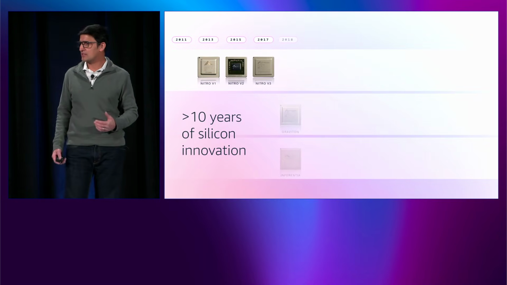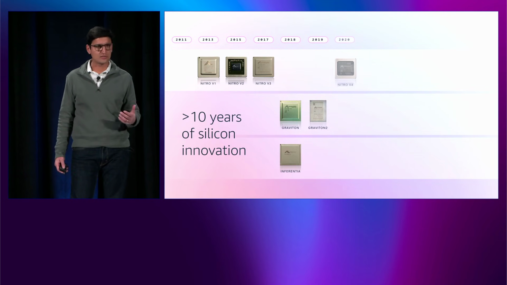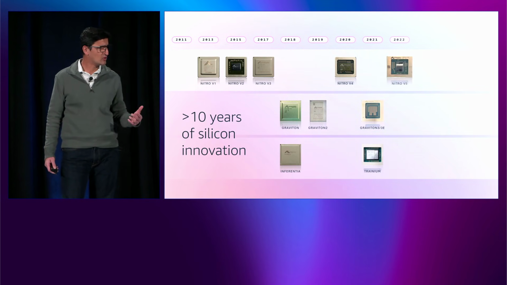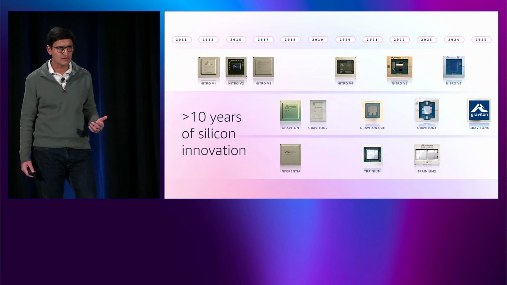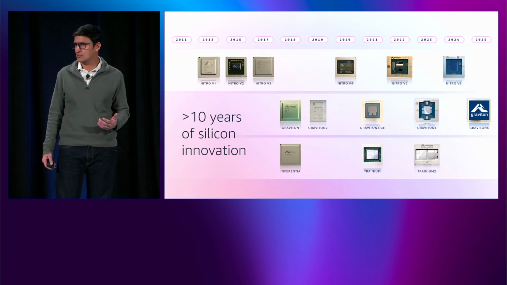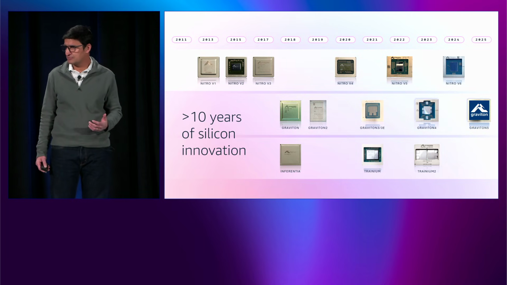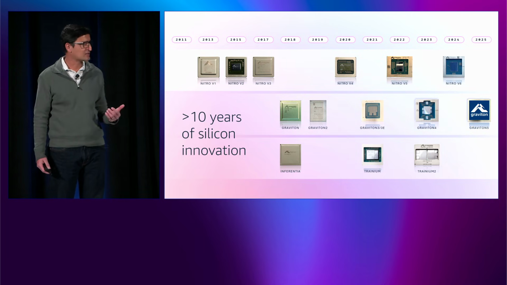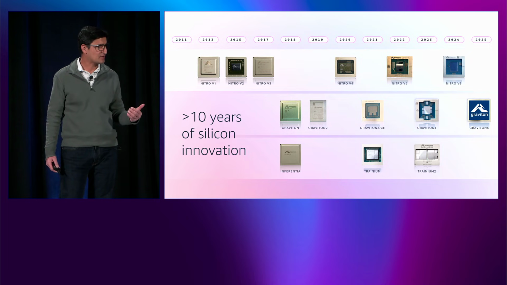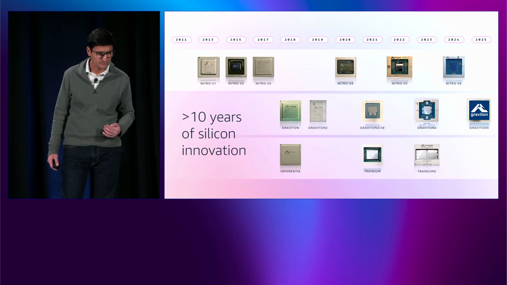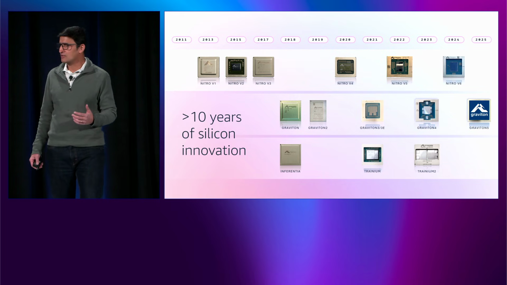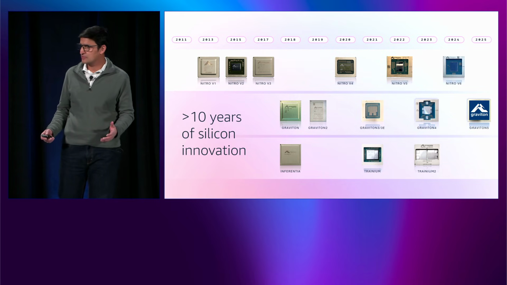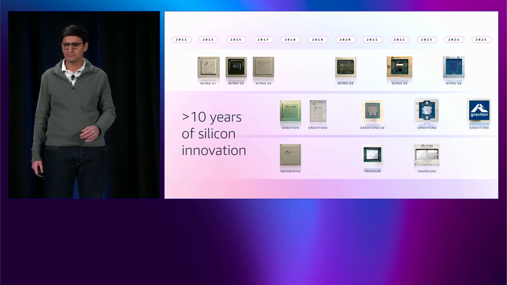AWS has over 10 years of innovation in its silicon. And in more than 10 years, we have launched 6 generations of Nitro cards, 5 generations of our own custom Graviton chips, and Trainium and Inferentia for machine learning. We have shipped millions of chips across these 3 platforms and seen remarkable success.